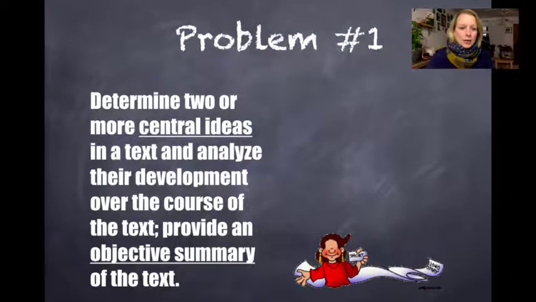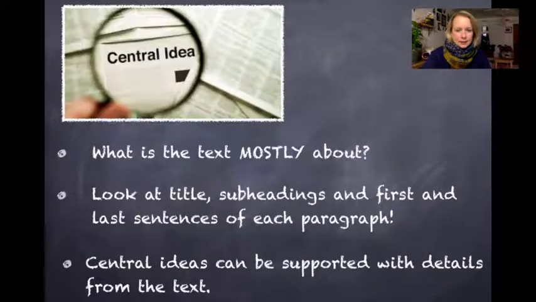What is a central idea? It's what the text is mostly about. By looking at the title, the subheadings, and the first and last sentences of each paragraph, you can normally find the central idea. They can also always be supported with details from the text.